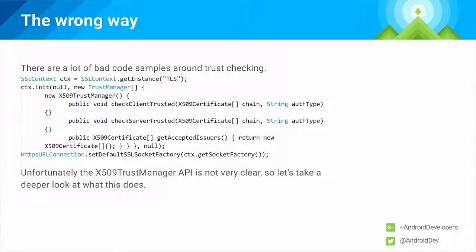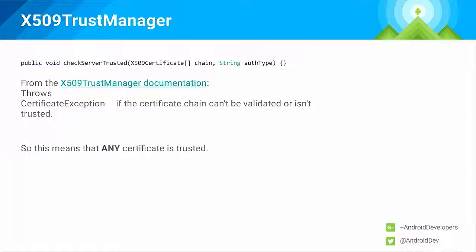So what does this actually do? So we have this blank checkServerTrusted method. What does that mean? Well, if you go and actually look at the real documentation, checkServerTrusted throws a certificate exception if the certificate chain can't be validated or isn't trusted. OK, so that line is completely empty, so it will never throw that certificate exception. It will always be trusted no matter what garbage you give it. And that's bad, because that means that absolutely any certificate in the world is trusted.